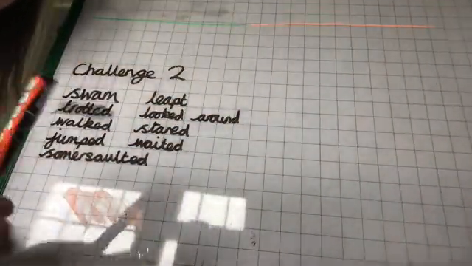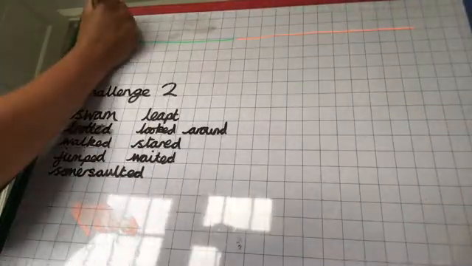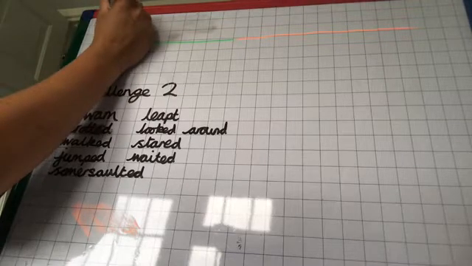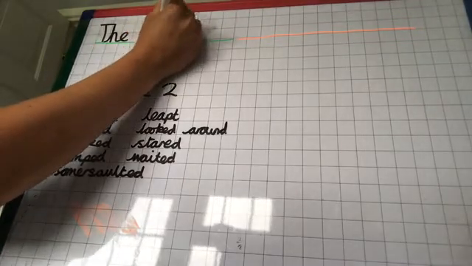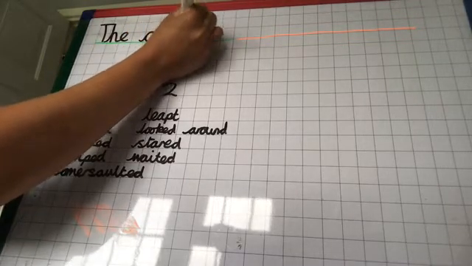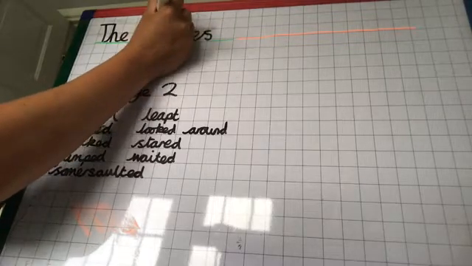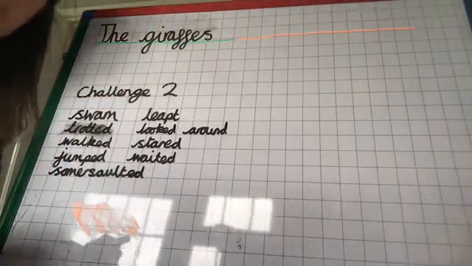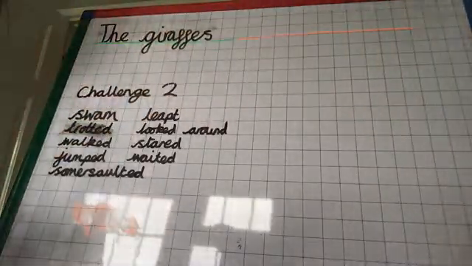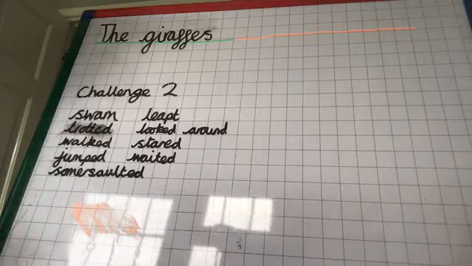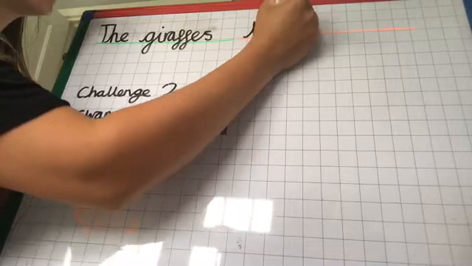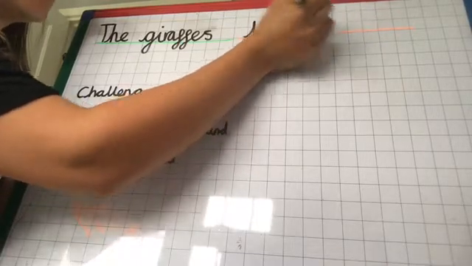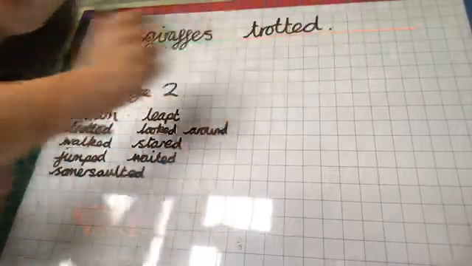Okay? Now, the subject is what the sentence is about. Now, I know my subject is the giraffe. So, capital T, the. Now, giraffe is quite a tricky word. Giraffe. The giraffe. Okay? Now, I'm going to write my predicate. Now, the predicate tells me what the subject is doing. So, I'm going to go for trotted, because that is a really good verb, trotted. The giraffes trotted. And what do I need at the end of my sentence? You're right, a full stop.